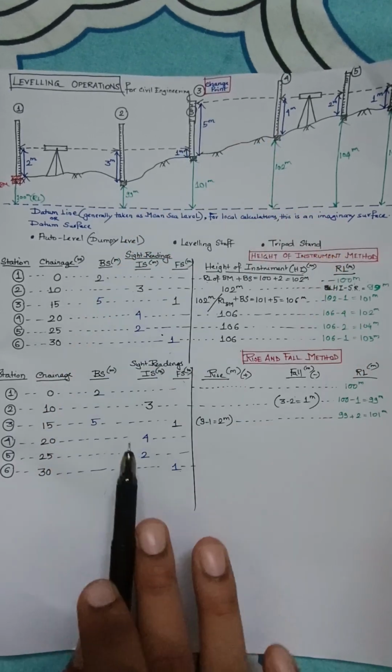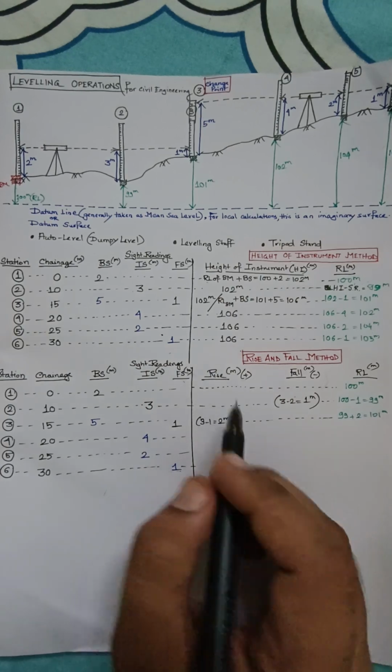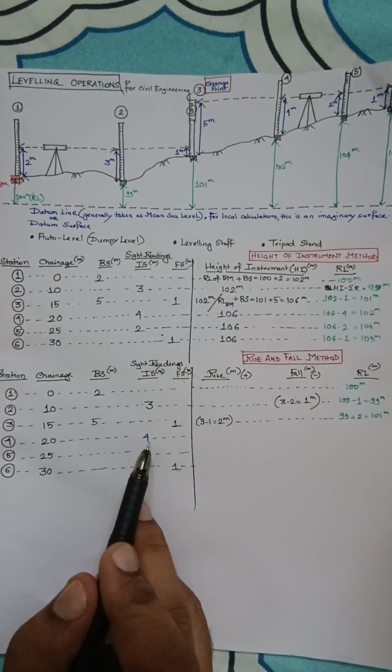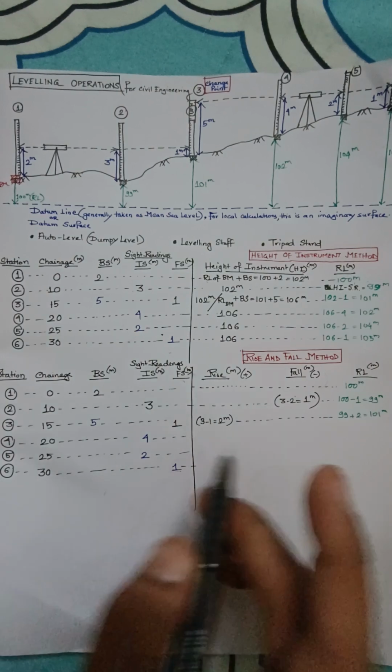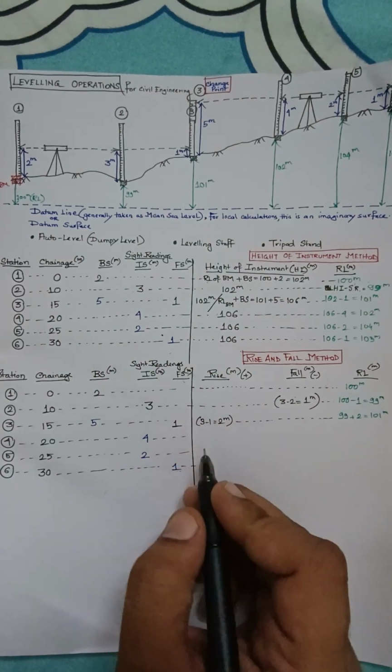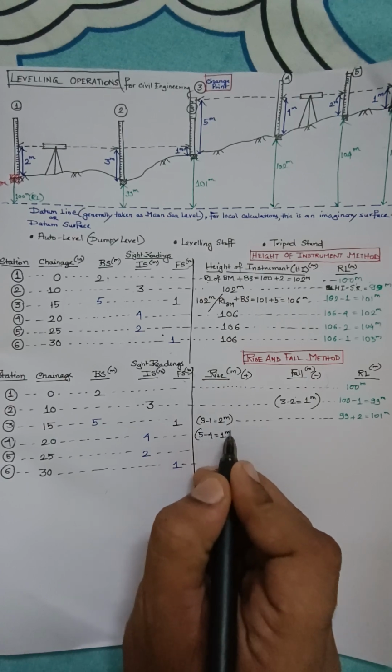It's 5 minus 4. Can you see? So it's basically 5 minus 4. And the reading is actually going down. The reading is reducing, so the ground is increasing. Absolutely, yes, so we are basically rising. And how much did you rise? It's very simple. It's 5 minus 4, which is 1 meter.